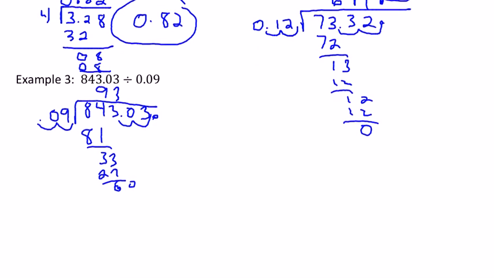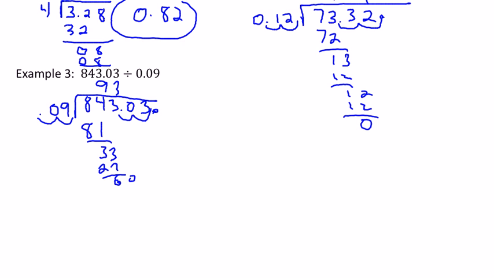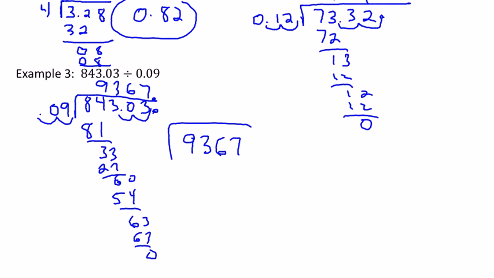Give myself a little bit more room. And then 9 goes into 60 6 times for 54, and 9 goes into 63 7 times. Nothing left over. We're at the end of that 3, so the decimal place would have gone there, and so the correct answer is just 9,367.